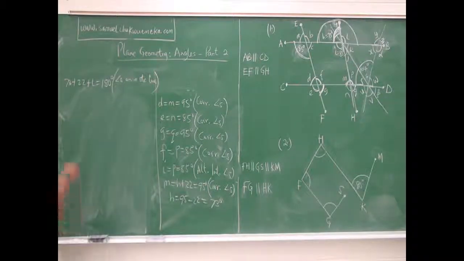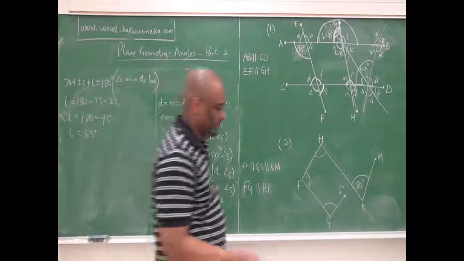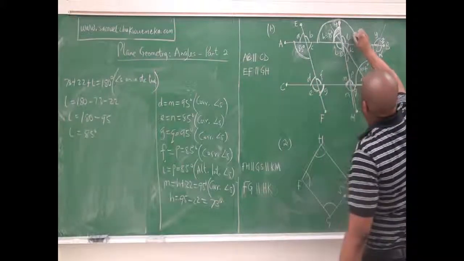Okay, so L is 180 minus 73 minus 22. L is 180 minus 95. So L will be what? 85 degrees. Right? So L is 85 degrees.